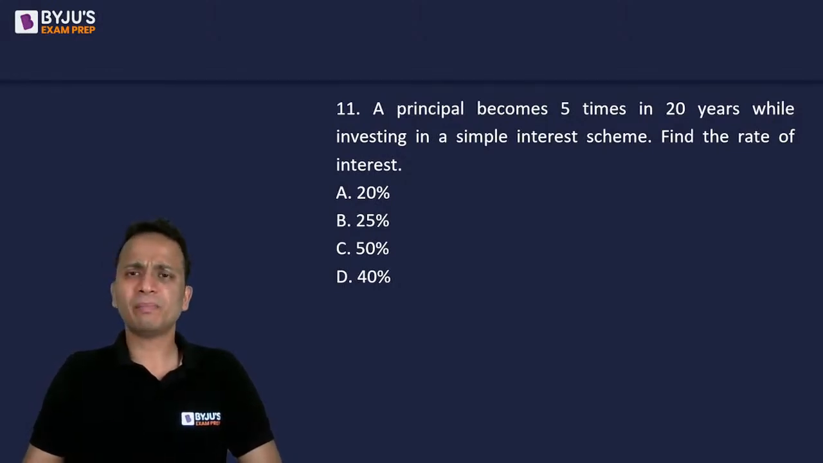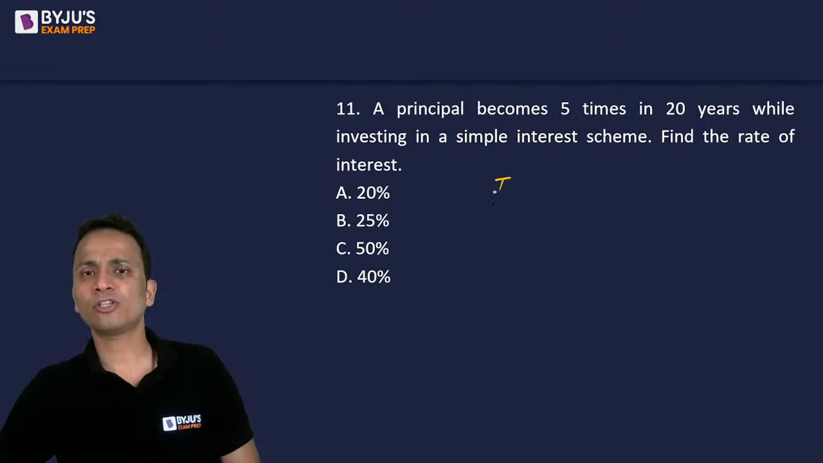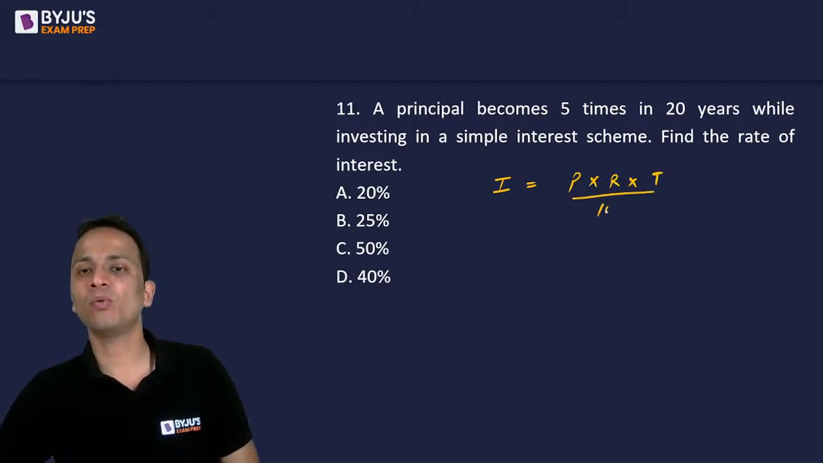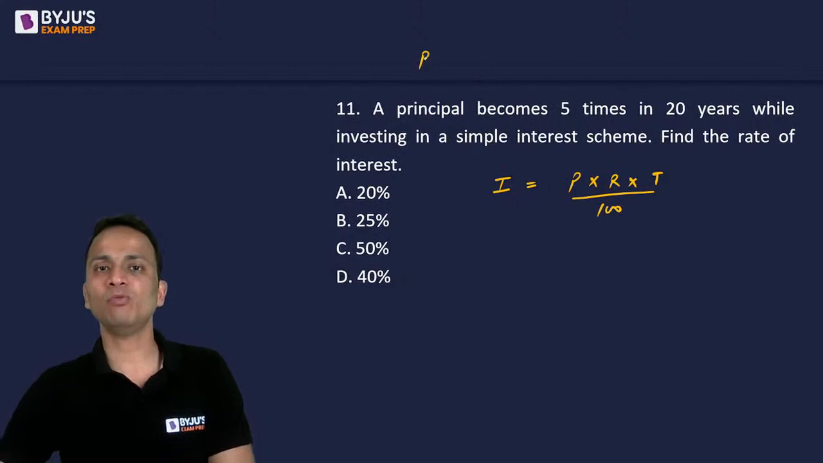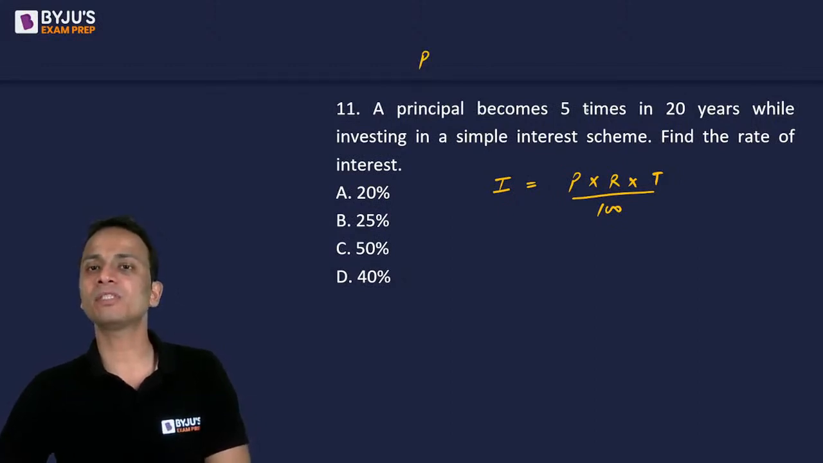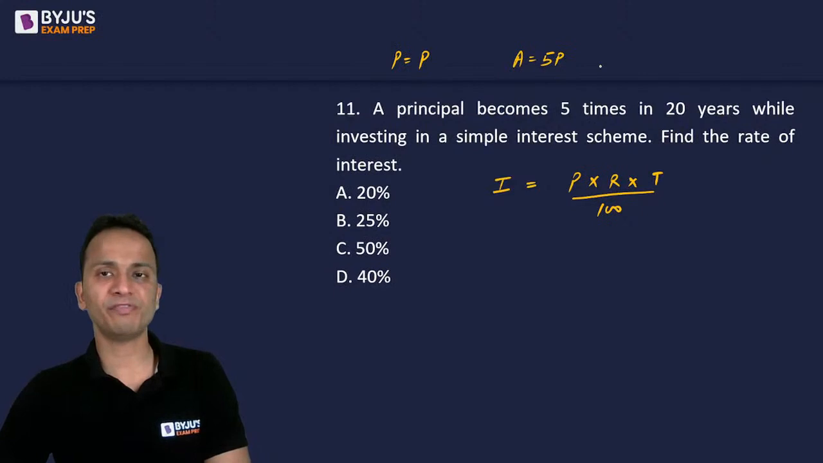एक तो सिंपल फॉर्मूला भी अप्लाई कर सकते हैं यहाँ पे. In case of simple interest, interest is equal to principal into rate into time divided by 100. Okay, तो यही फॉर्मूला अप्लाई कर देते हैं. So let's say P was the principal and it becomes 5 times. So amount will be equal to 5 times the principal. So if P is the principal, amount will be 5P.